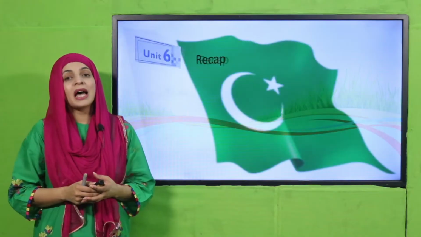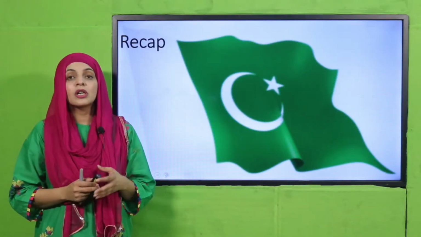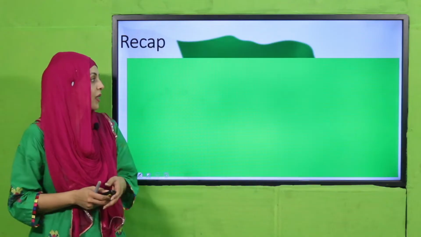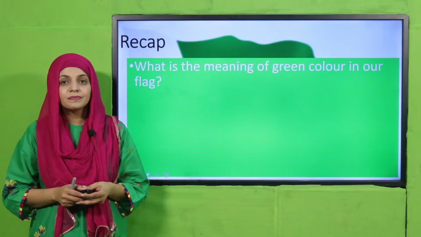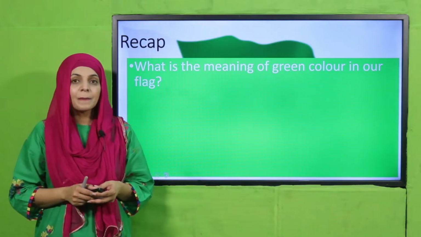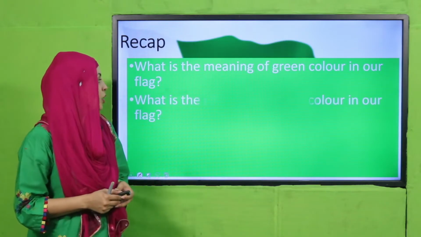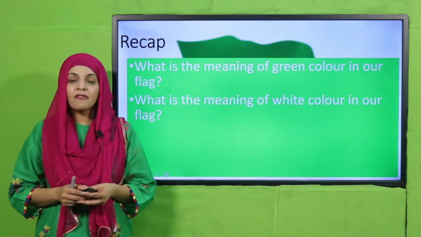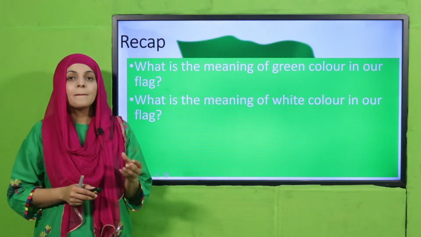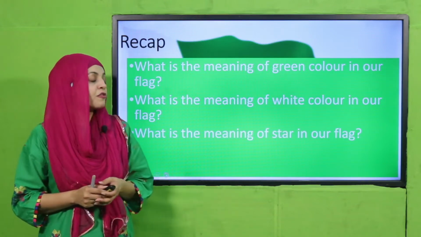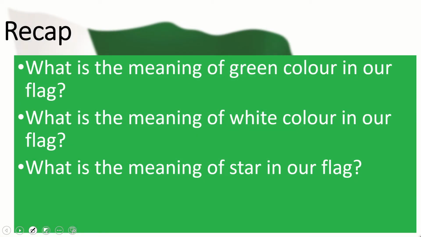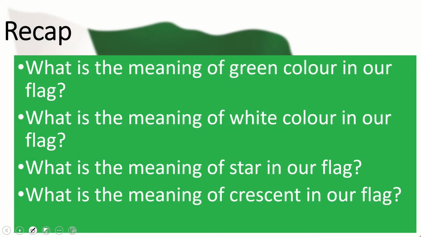So my dear students, before that, let's quickly recap what we did in the previous lecture. Listen to the question very carefully and then answer. What is the meaning of green color in our flag? It represents majority Muslims. Very good. And what is the meaning of white color in our flag? It represents minorities, non-Muslims, because they are fewer. And what is the meaning of star in our flag? It represents light and knowledge. And what is the meaning of crescent in our flag? It represents progress. Very good.